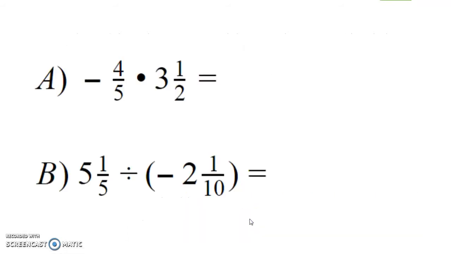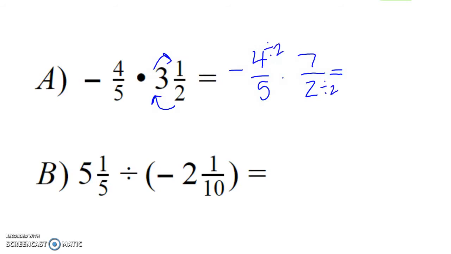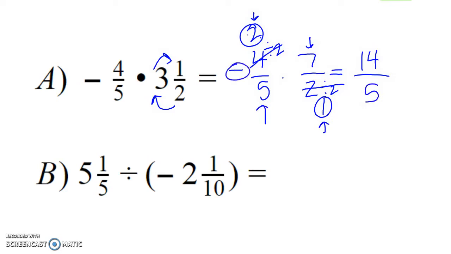So let's do A together. Everybody with me? The first thing we want to do is convert our mixed number to an improper fraction. So I'm going to have -4/5 times 7 over 2. I look and see if I can cross cancel, and I can. Then I multiply straight across. 2 times 7 is 14. 5 times 1 is 5. And a negative times a positive is a negative. Last thing to do is convert back into a mixed number, and that's going to be -2 and 4/5.